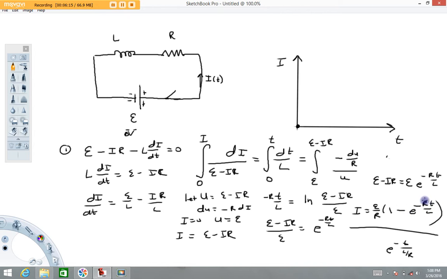If we take the limit of this expression as t goes to infinity, now keep in mind that this minus sign effectively means this is 1 over e to the RT over L. As t goes to infinity, that term goes to 0, and the current is equal to E over R. So the long-term current is E over R, and it gets there according to this exponential type of shape. It's looking something like this.